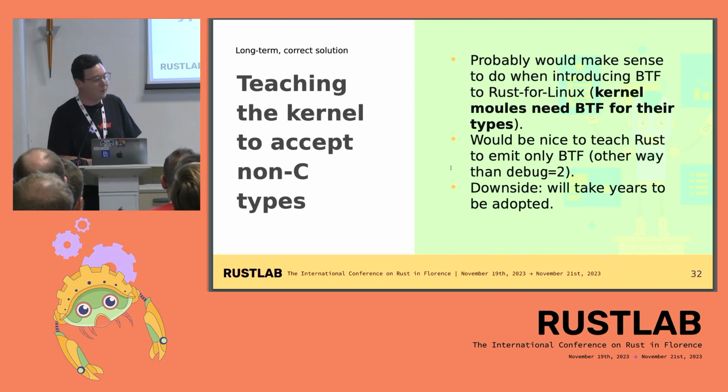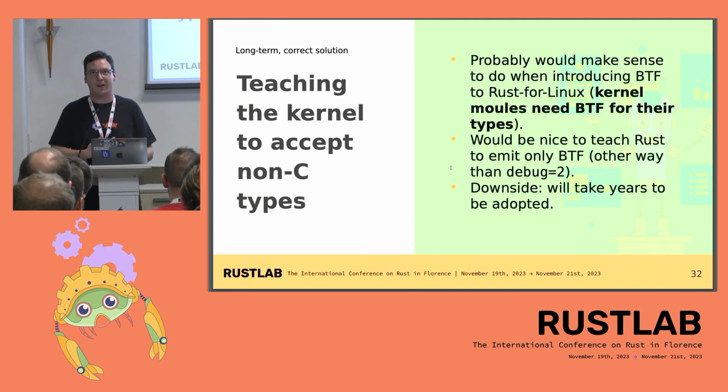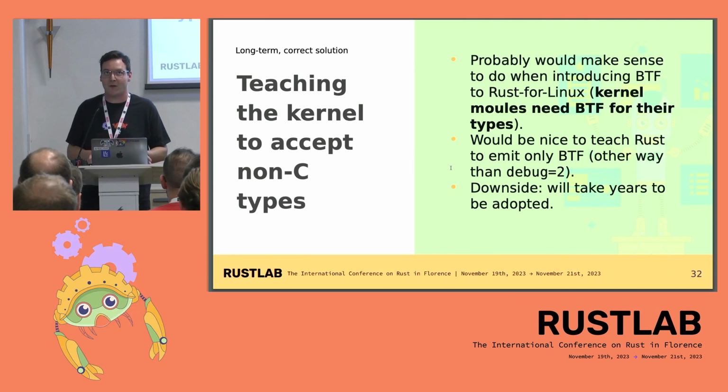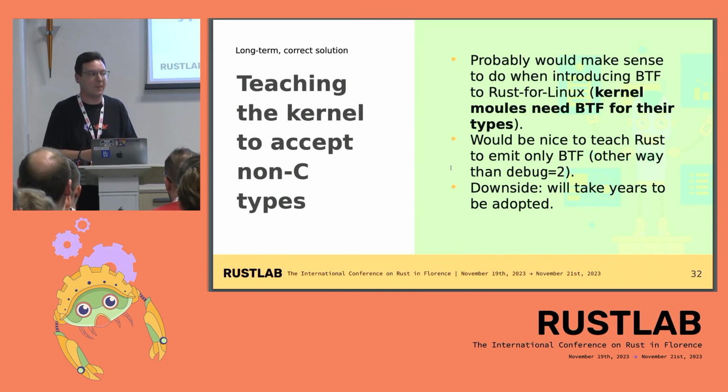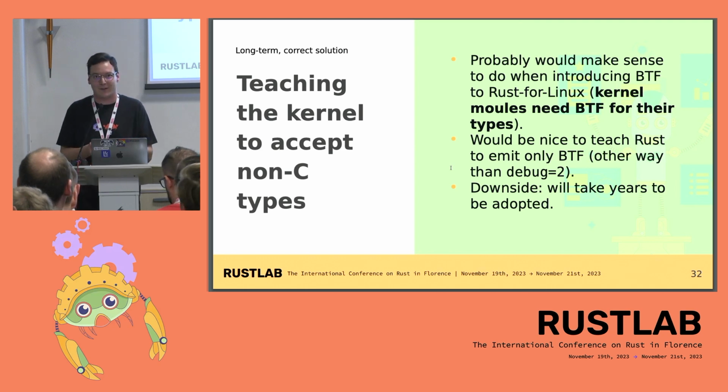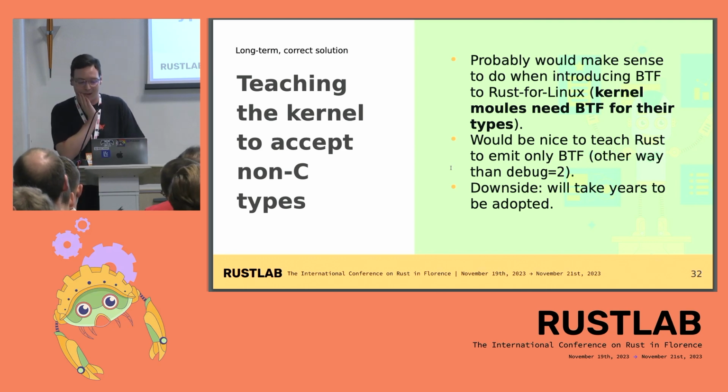And also the other thing is that I think it would make sense to start teaching the kernel about Rust types once Rust for Linux will be interested in that work as well. For a bit of context, when you are writing your kernel module and you define some types there, you usually build BTF for them as well. And that isn't supported in Rust for Linux yet. So when you build your driver in Rust for Linux, you cannot build BTF.